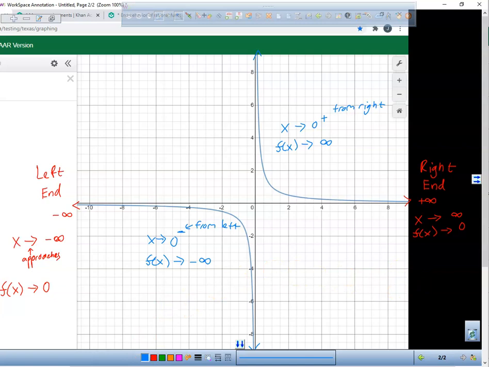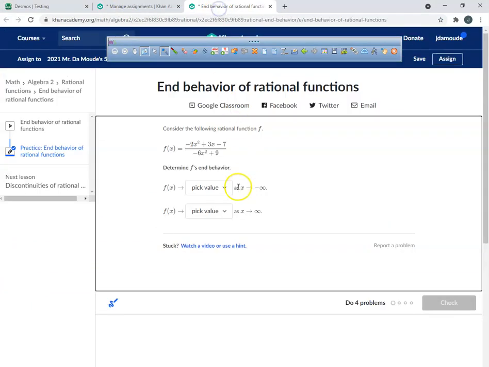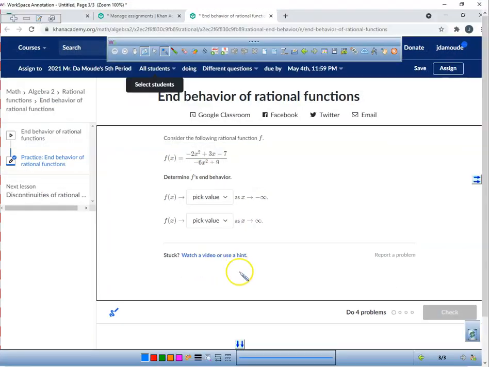All right, so right now, let's take a look at our problem. Can you guys type this one in and take a look at it? Negative 2x squared plus 3x minus 7 over negative 6x squared. So I'm going to take a little screenshot of this.